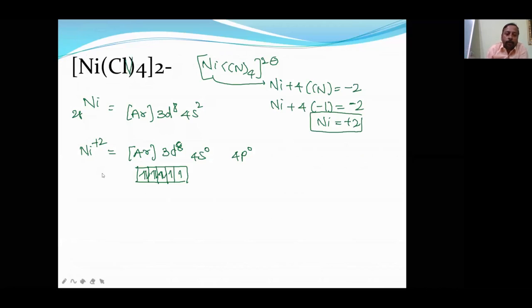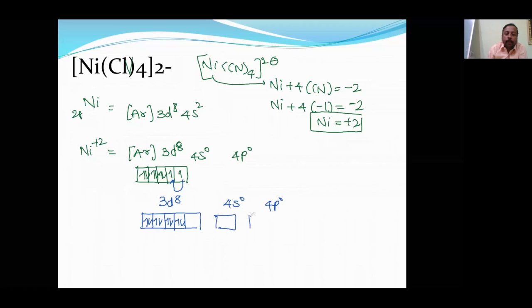So is this pairing possible or not? Yes, pairing is possible. This will go here. Now 3d8 is going to be 3d8 only, but the change is that all electrons are now getting paired. Then 4s0 is 4s0 only, 4p0 is 4p0 only. There is no change in the configuration of s and p.